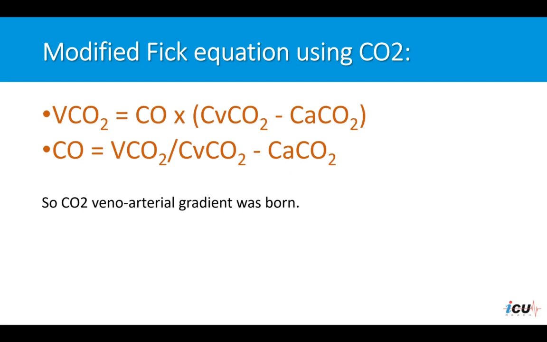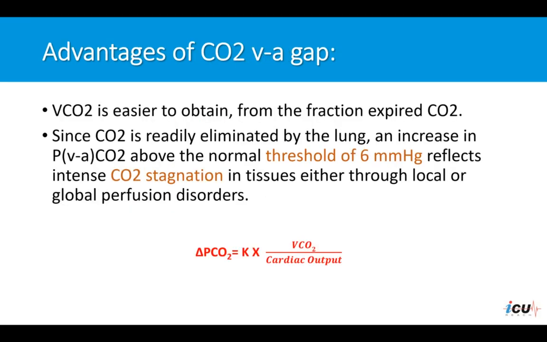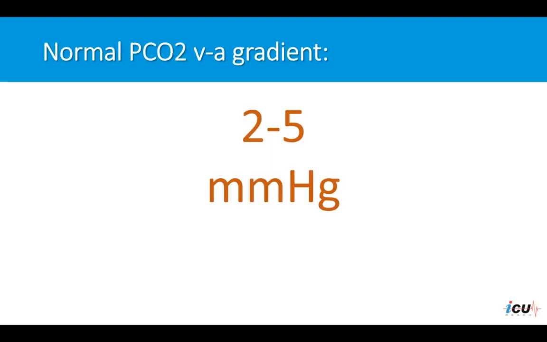And this is how the CO2 veno-arterial gradient, or gap, was born. Essentially, it is related to two things. When we look at the difference between the venous and arterial CO2 in terms of pressure, it should usually be less than 6 millimeters of mercury. It is directly related to CO2 production and indirectly related to cardiac output. And it's mainly used as an indicator of adequacy of cardiac output.